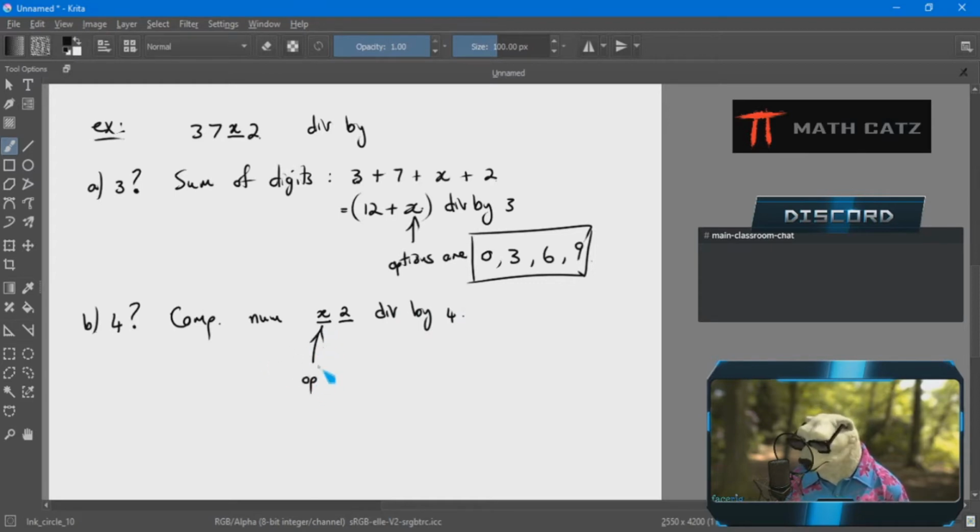So what are my options? I know my multiples of 4, so my options are, not 12, not 22, 32 would work. 32 is divisible by 4, not 42, 52. I'm doing a lot of work here. You should do something. 52? Can X be 5?